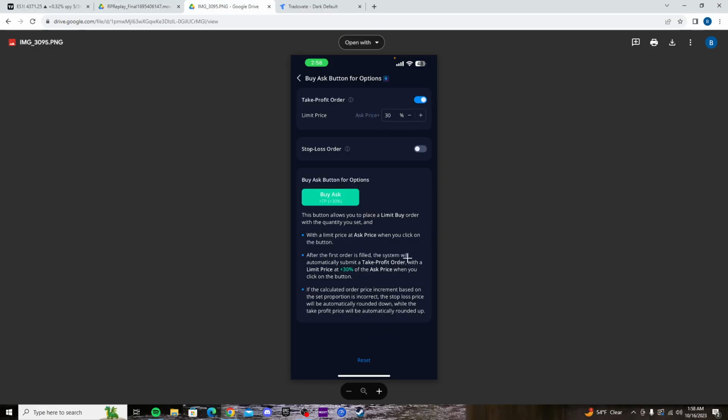And another thing, which is pretty cool, they added a setting. So if you go into big button mode and if you go to that customize buttons for option, or it's the edit buttons at the very bottom, you could put take profits in. So mine says buy ask or buy bid, take profit, stop loss. You can edit it.